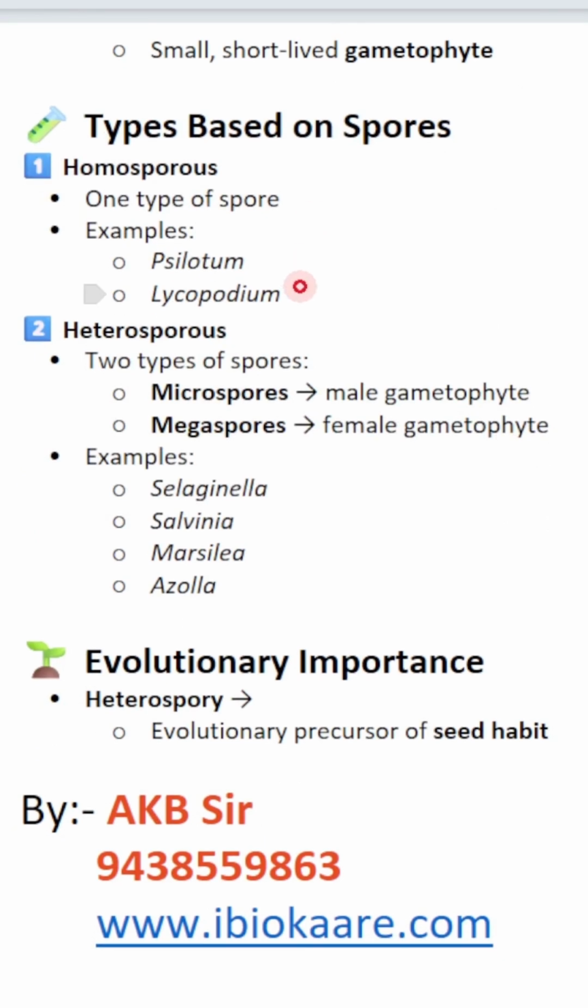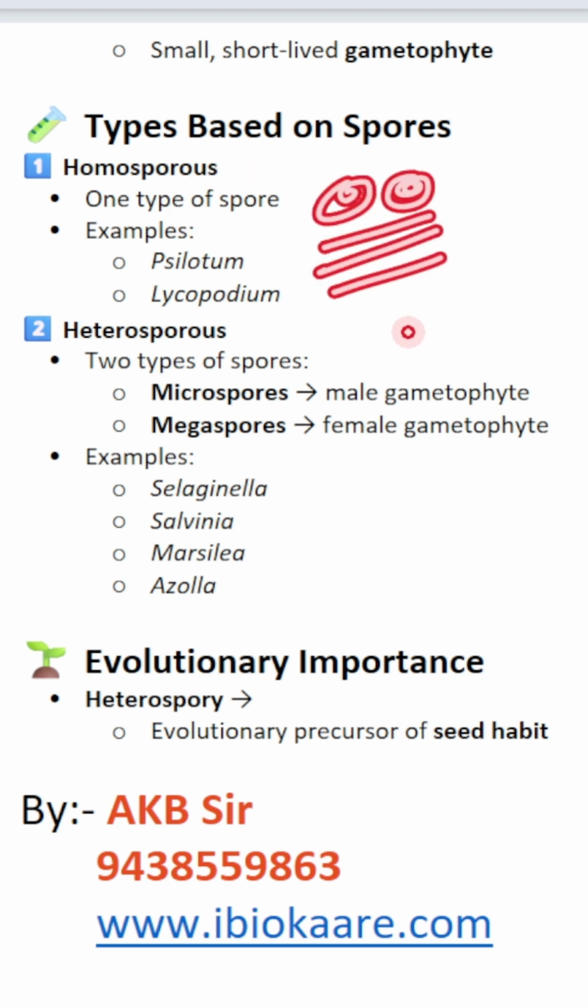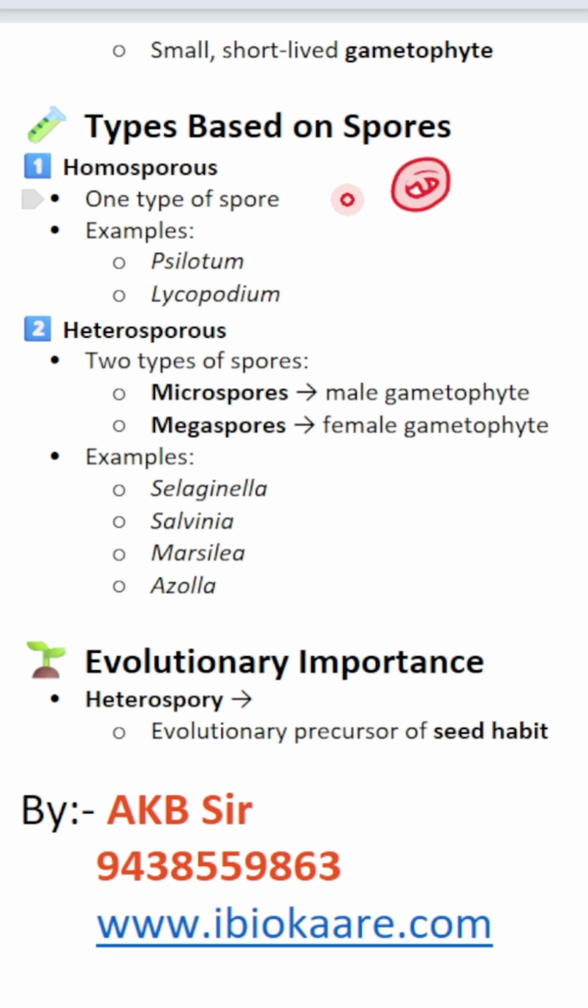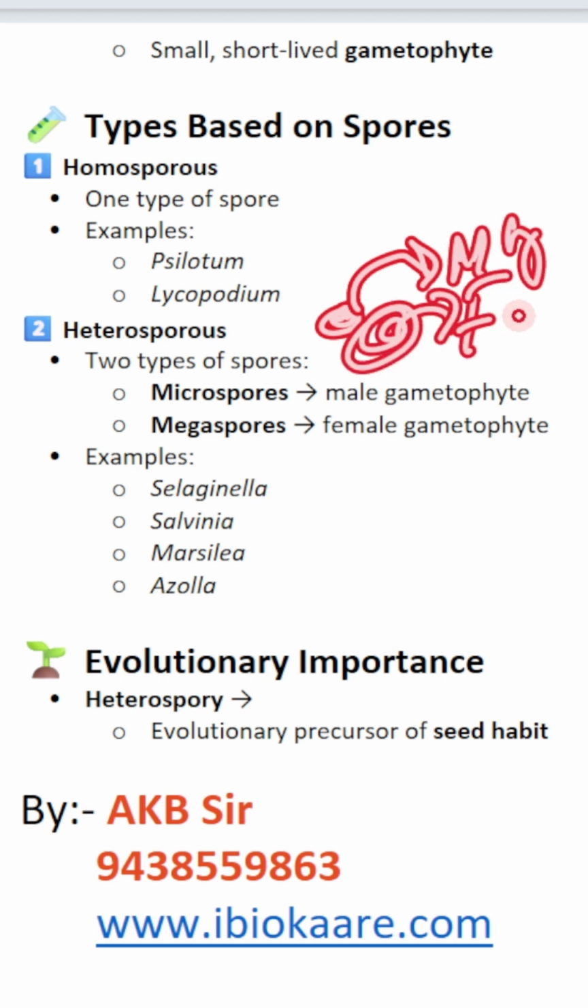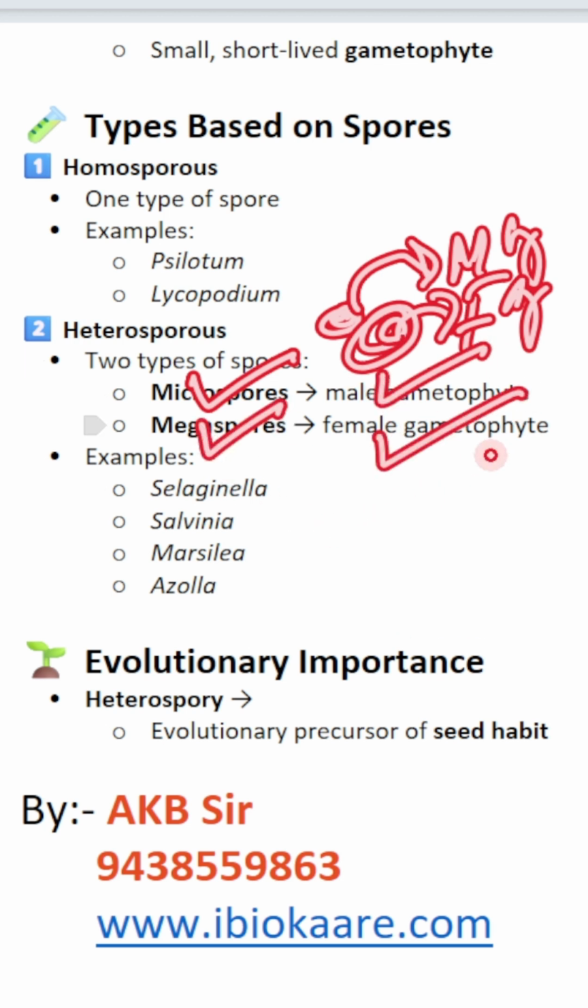Now the types of spores. On the basis of spores, Pteridophyta is classified into two types, homosporous and heterosporous. Homosporous means they contain one type of spore, so we cannot differentiate which spore will produce the male gametophyte or the female gametophyte, because all the spores are the same. But in heterosporous plants a small spore develops into the male gametophyte and a large spore develops into the female gametophyte. So the microspore develops into the male gametophyte and the megaspore develops into the female gametophyte.